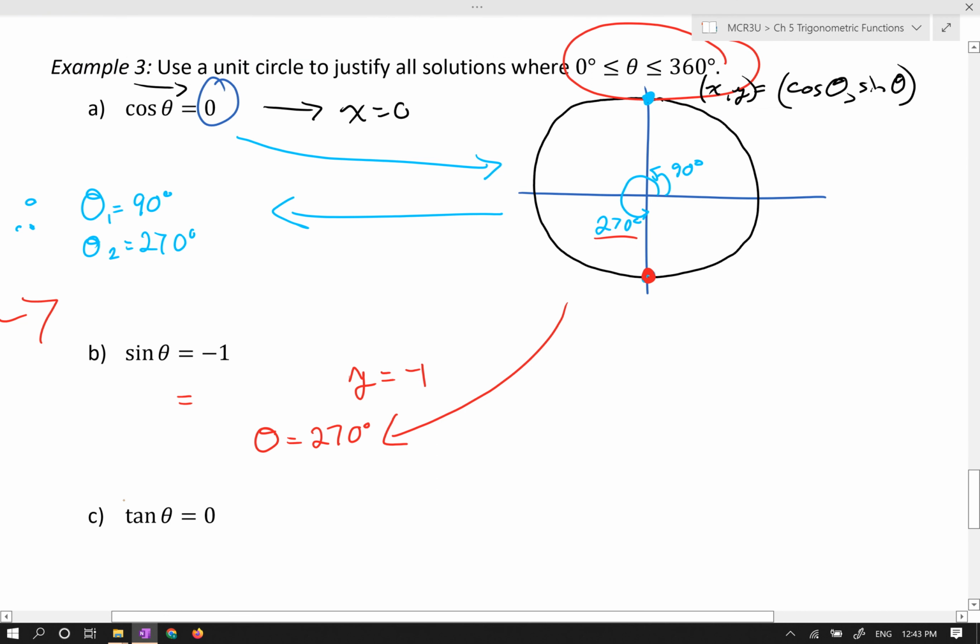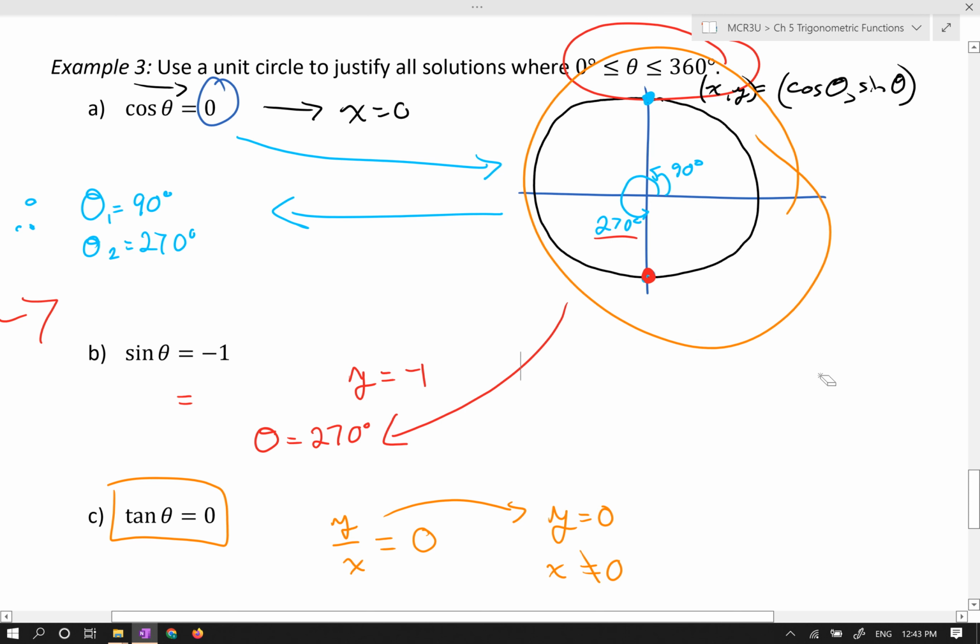All right, lastly, we're working with the tangent of theta is equal to 0. Well, remember, the tangent of theta is equal to y divided by x. Okay, so if y divided by x is equal to 0, that means y is equal to 0 and x is not equal to 0 because we're not able to divide by 0. So I'm looking for somewhere on here where y is equal to 0. I'm working with 0 degrees right in here and 180 degrees way over here.